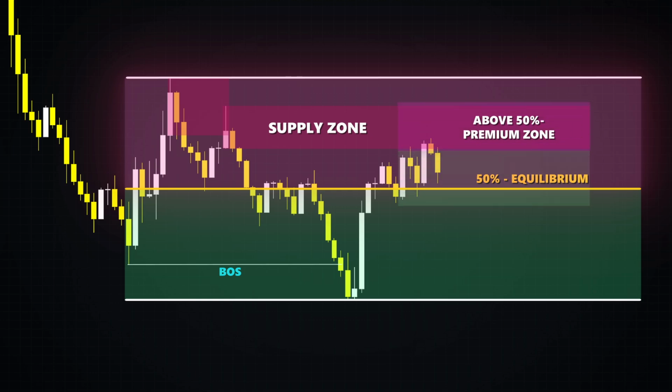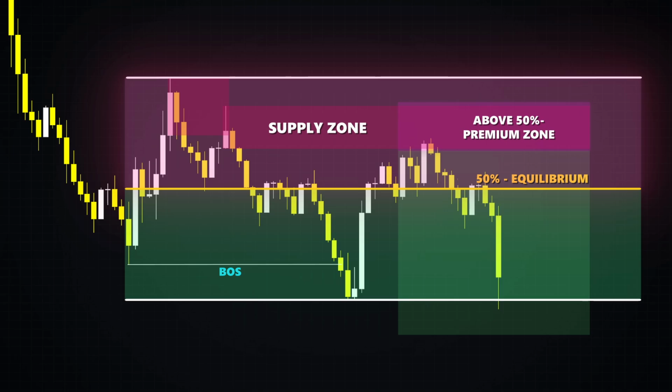So, to keep it simple, in an uptrend, you want to buy in the discount zone. In a downtrend, you want to sell in the premium zone. Once you start trading this way, combining market structure with premium and discount levels, your setups will make way more sense, and you'll feel a lot more confident taking your trades.